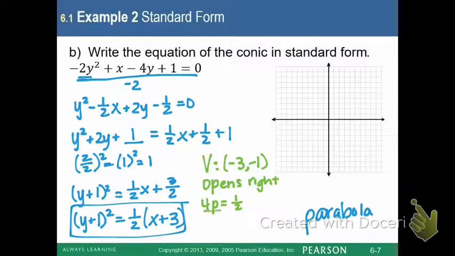So 1/2. So this is going to be kind of weird. P equals 1/8, which is pretty small. So I'm just going to do my best here. -3, -1 is my vertex. I would go right 1/8 units to find my focus, left 1/8 units to find my directrix here, and then I double 1/8, so 2/8 is 1/4. So this is going to be like a really skinny parabola opening up to the right here. All right, a couple more.